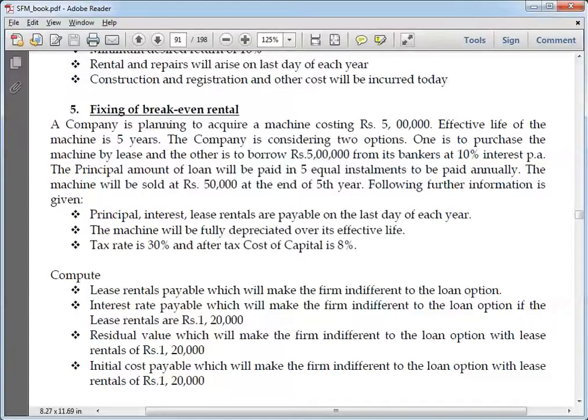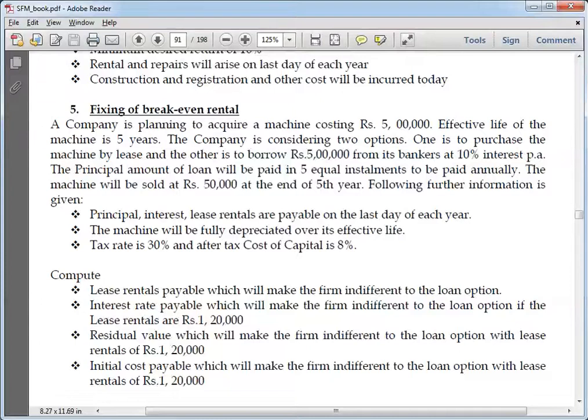Now in this question, the loan is 5 lakh rupees, and how are we going to pay? Equal annual installments paid annually. Read carefully, read that line fully. Principal amount will be paid in 5 equal installments. So it's not equal installment, in short.